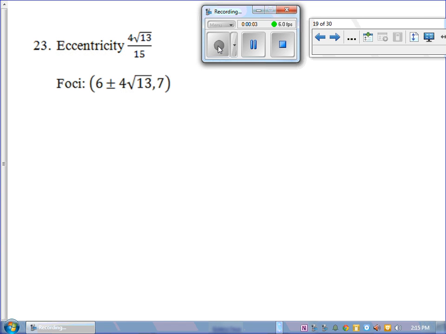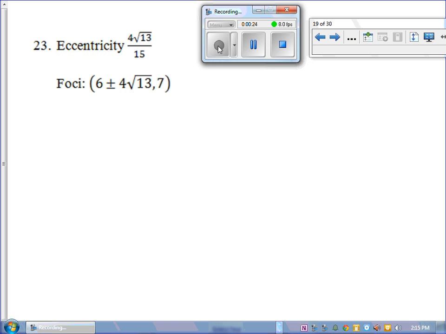In number 23, we need to find the equation of a conic that has the given eccentricity 4 radical 13 over 15 with foci at 6 plus or minus 4 radical 13, 7. And on the benchmark exam, you will not be given the hints to walk through the question. All you'll be given is this information.